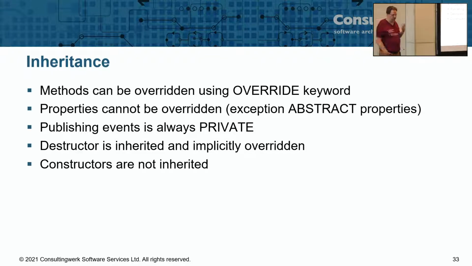Only exception there are properties which are abstract in the base class. Events can be inherited, but that means that the subscription to these events can be inherited, but the publishing of events is always private, so only the base class that defines an event can actually raise it. The destructor is inherited and implicitly overwritten. Each class can only have a single destructor that's executed when an object should be destroyed.